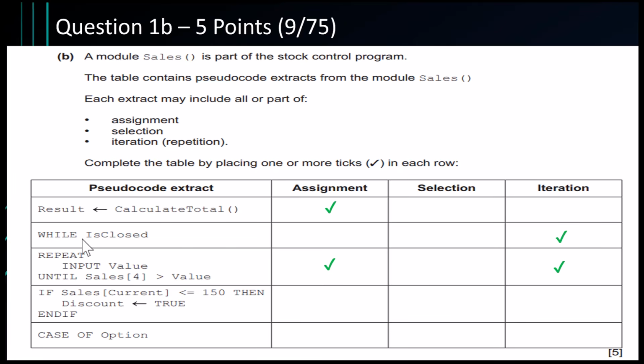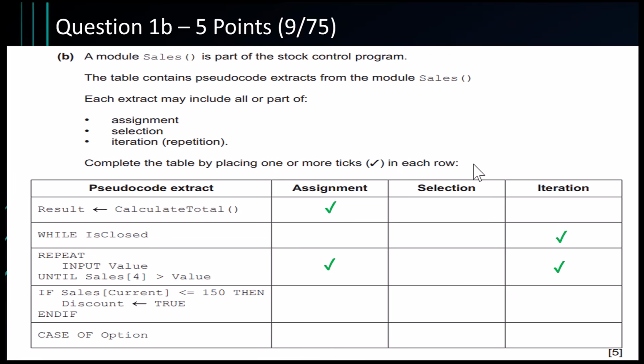Now you may be saying, well, how do you know you're allowed to write two check marks inside this box? Complete the table by placing one or more ticks in each row. Read those directions carefully. If they only wanted you to put one tick, it will explicitly say one tick only.